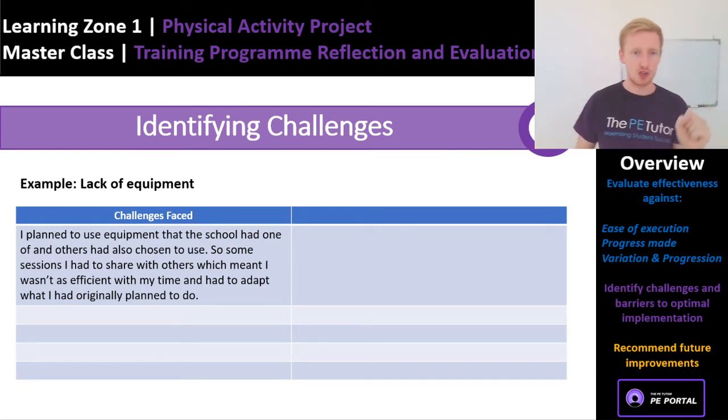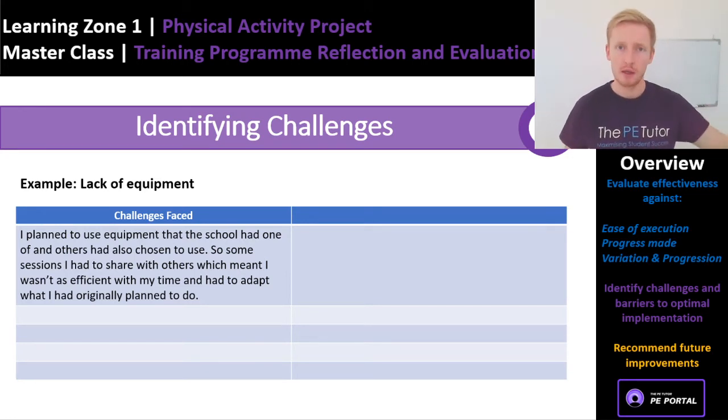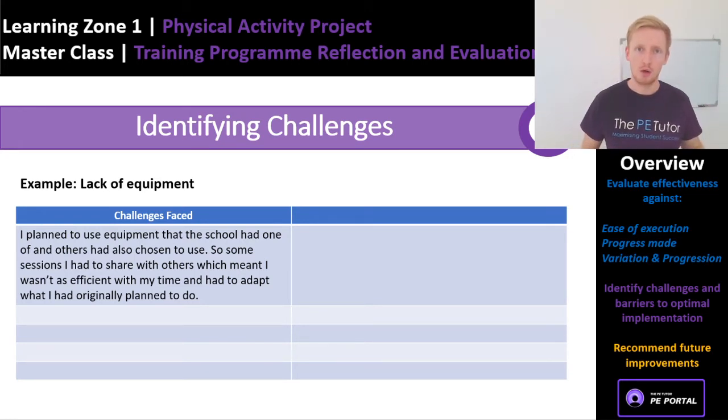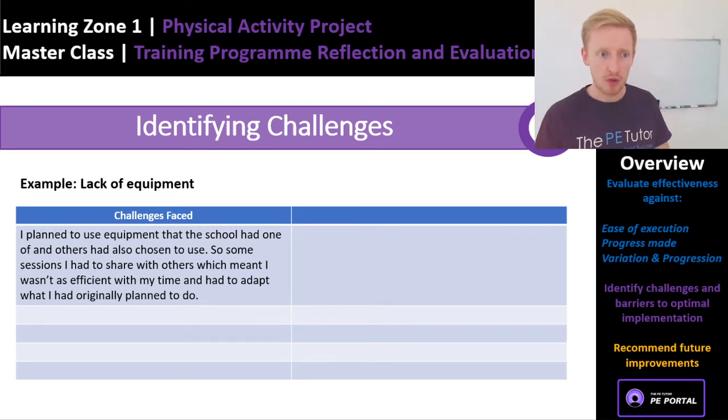So I've taken the issue, well, there wasn't equipment. Okay, expand on that. Tell me why. Where was the equipment? Why did you plan on using the equipment if it wasn't going to be there? Was it there when you originally planned? What changed? So make sure you elaborate on those challenges.